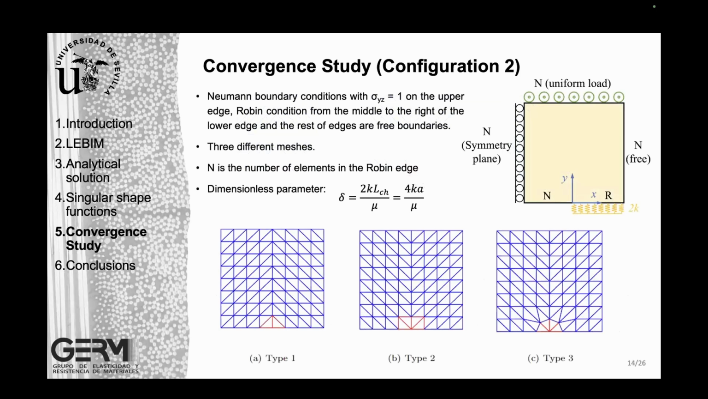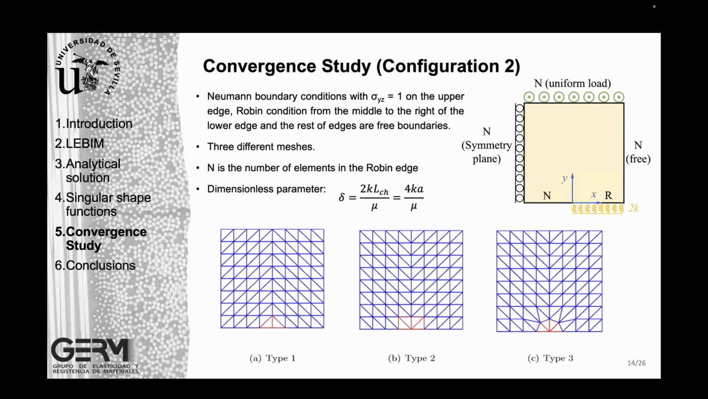The other problem we try is the one usually associated with a tensile loading, but in mode 3. So we have a load which is out of the plane, and we have a symmetry plane here, and also we have a crack. Basically, we have once again the 3 different types of meshes. We are once again increasing the number of elements in this region.